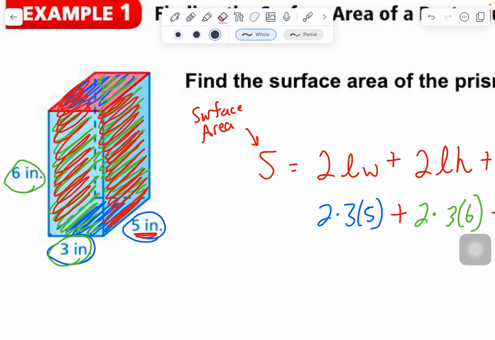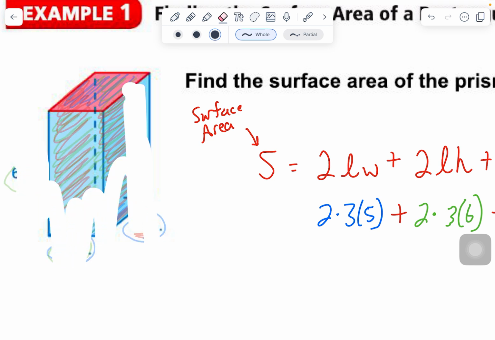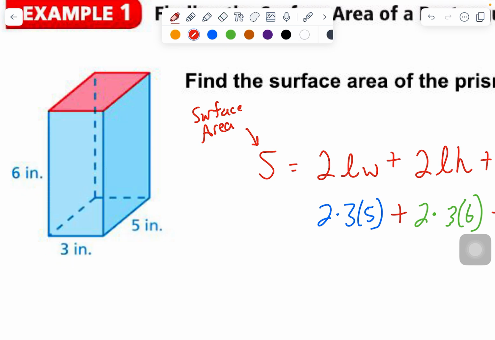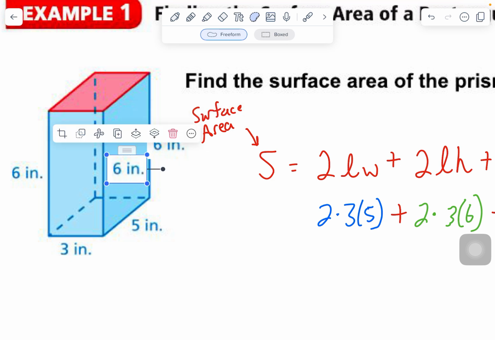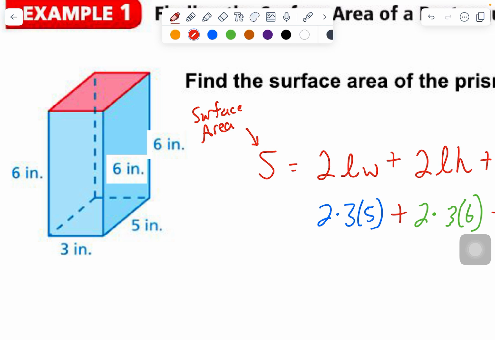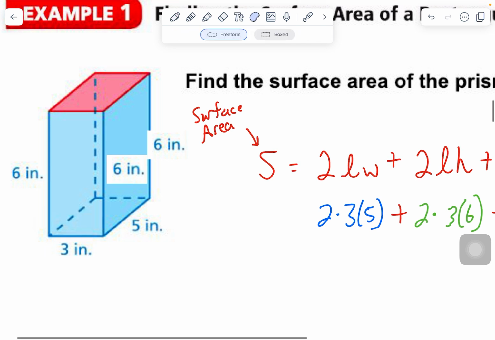And the confusing part, and let me erase all this, is that for some kids, if this is 6 right here, then this is 6 over here. And this is 6 right here. It's 6 all the way around. Similarly, like if this is 3 down here, this is 3 up here.